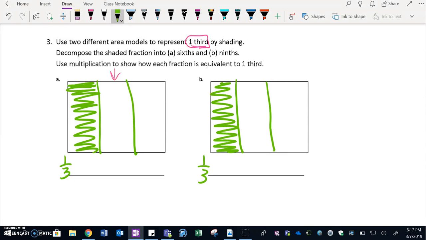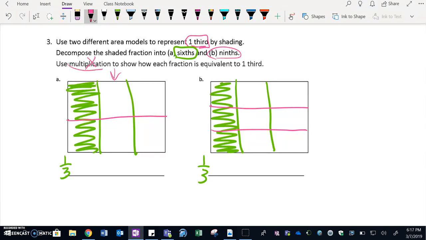So pause it. Now we're going to decompose the shaded fraction, A. We're going to put that into 6 pieces, 1/6. So if I want to cut it into 6, I have 3 pieces now. So if I cut it in half, I would end up with 6 pieces. So this piece, B, we're supposed to cut into 9 pieces. I have 3 pieces now. If I cut it in half, I have 6. If I cut it one more time, I would have 9. So I'm going to cut it into ninths.